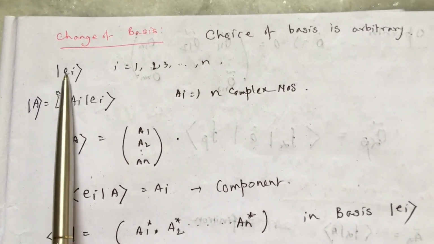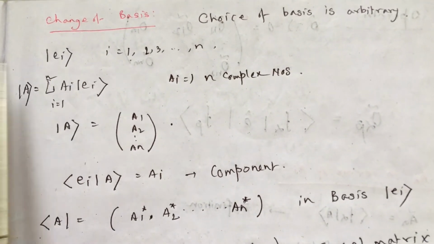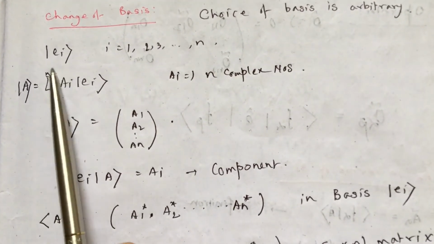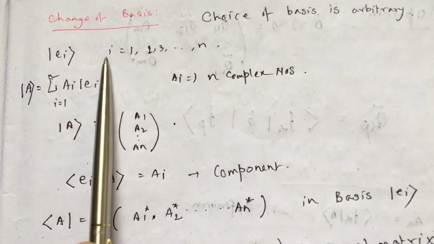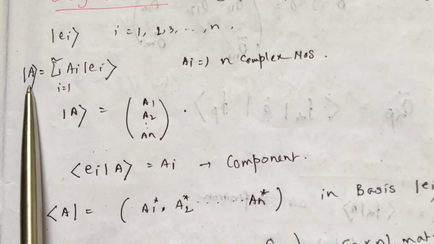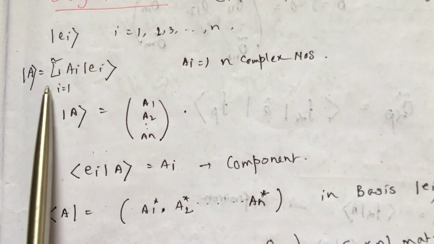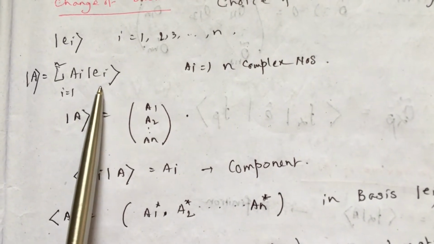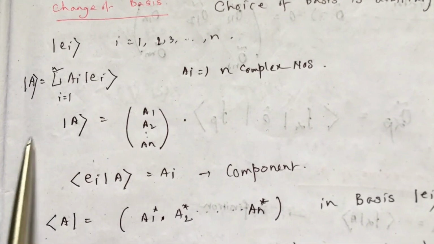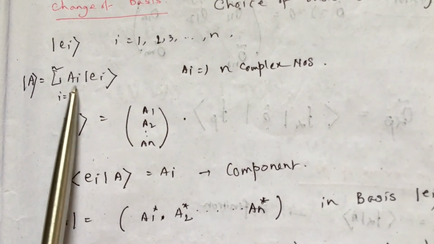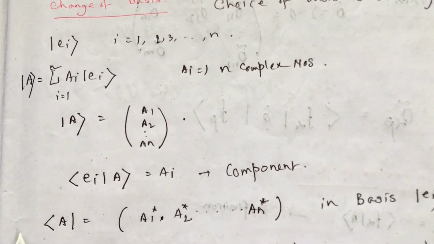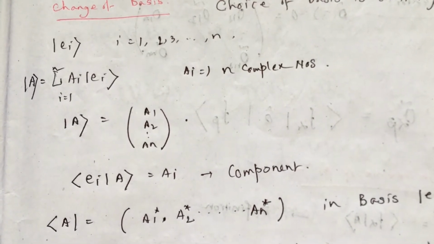So I already have this basis, |e_i⟩, with which we are familiar. For an n-dimensional complex vector space, i runs from 1 to n, and any vector |A⟩ can be written as a linear combination of these basis vectors as they are complete, and a_i are the corresponding components of this ket vector |A⟩, and all these a_i are actually complex numbers.